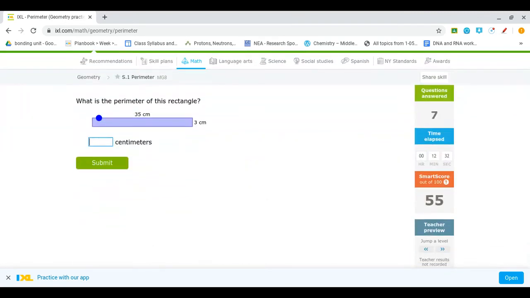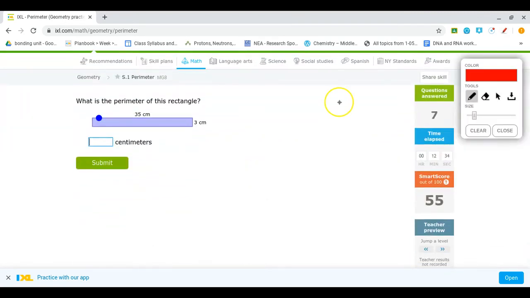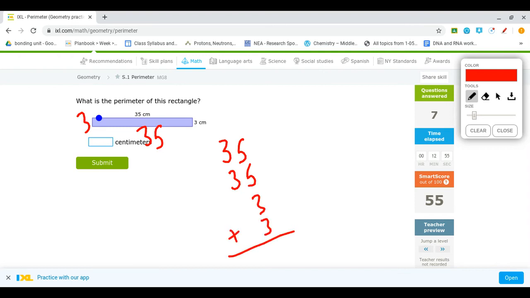Okay, we got a rectangle here again. Opposite sides of a rectangle are congruent. So if that guy's 3, then that one's 3. The top is 35. The bottom is 35. So when I add up all my pieces, 35 plus 35 plus 3 plus 3, I get 76.